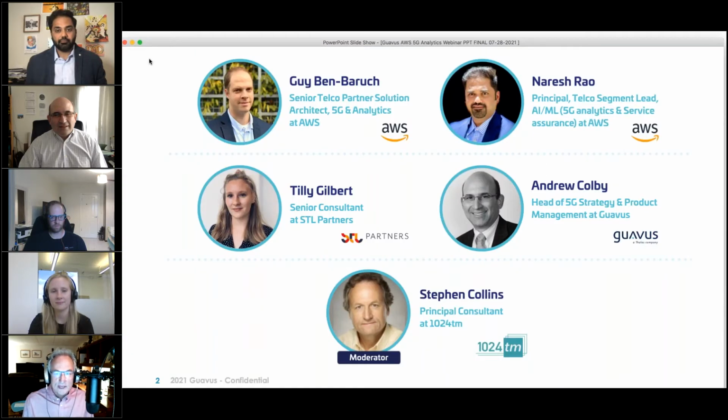The speakers today, we've got a fairly full panel. We have two gentlemen from AWS who are heavily involved in the analytics work at AWS in the telco segment of the market. That's Guy Benbrook and Naresh Rao. We have Tilly Gilbert, who's an analyst at STL Partners, and she's going to join us to give us some insight from an analyst perspective. And we have the head of 5G strategy and product management at Guavus, Andrew Colby. So we have a fairly diverse group of speakers here.